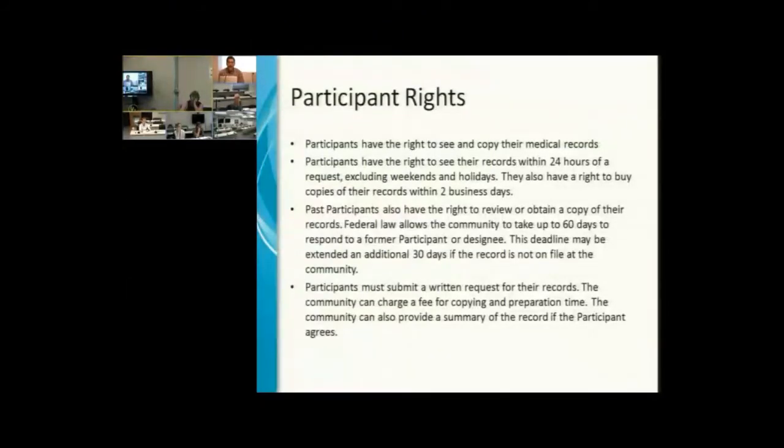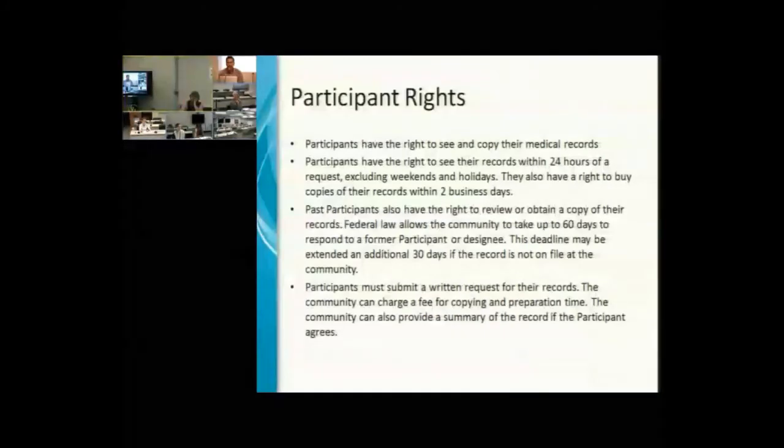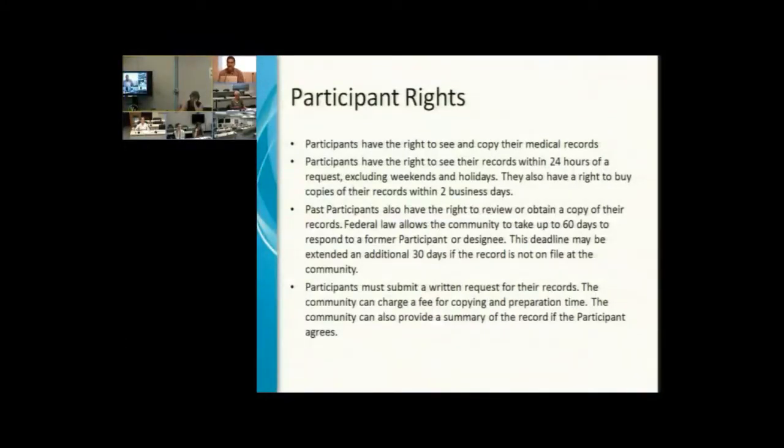They have the right to see their records within 24 hours, excluding weekends and holidays. They also have a right to buy copies of the records within 2 business days. So if somebody's got a couple of encyclopedias worth of health information out there, and it's going to cost $150 in color copies to print it out, they have the right to request it. You have the right to bill them a reasonable fee for that. Past participants, so once they're out of the program, they have the right to review and obtain it, and federal law says you have up to 60 days to fill out the request.